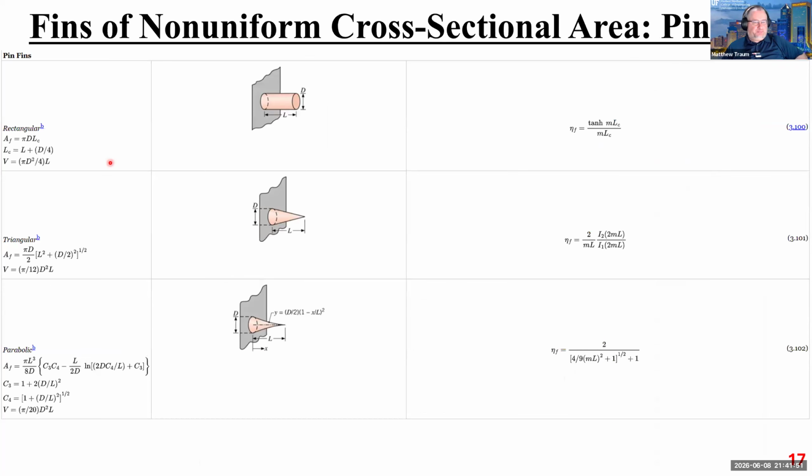All right. So this is just another table to show that we have pin fins, right? So another non-uniform cross section. Here's the uniform cross section pin fin that we talked about before. And then here is a triangular fin that's a pin. Here's a parabolic fin that's a pin. And these are the associated fin efficiencies for those.